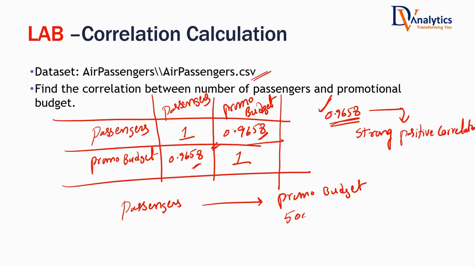Next week, we are planning to spend around $500,000 on promotional budget. Can you predict how many passengers will be arriving if I am spending this much promotional budget? Are you getting what I'm trying to ask? Next week, the plan is to spend around $500,000 in promotional budget. Can you predict the number of passengers in that case?